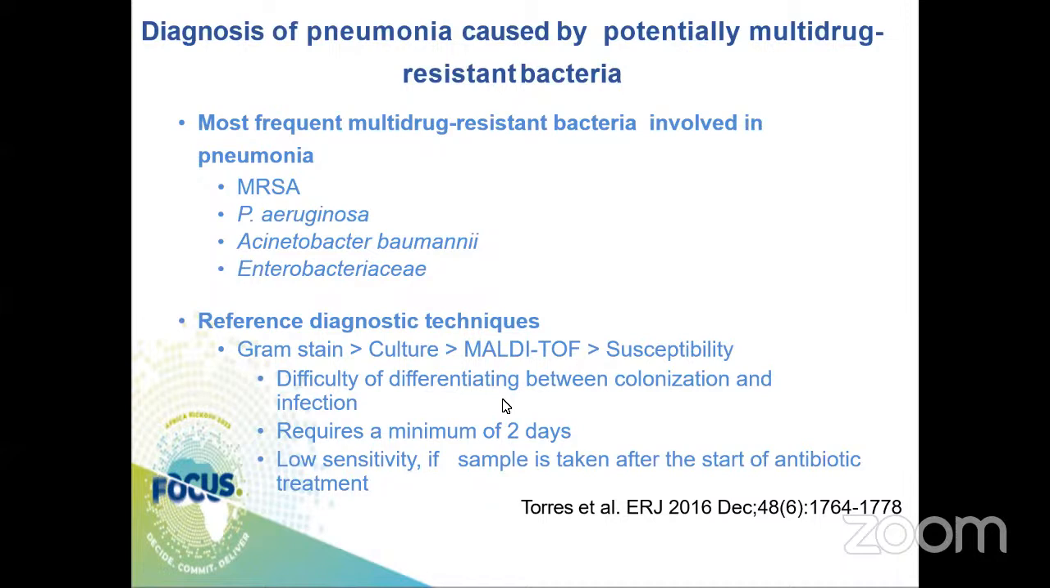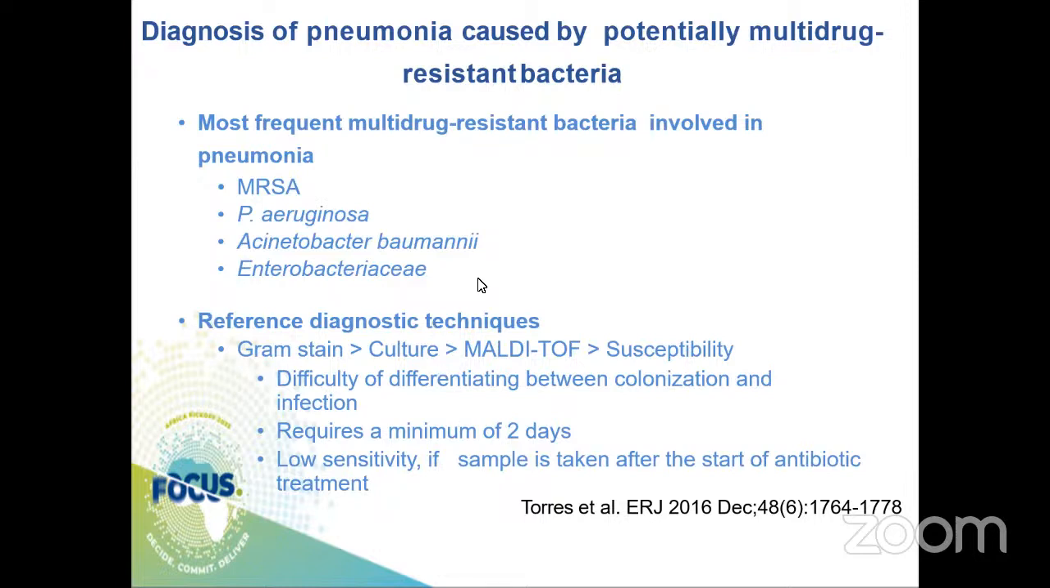Then again, when you look at reference diagnostic techniques, yes, most commonly the Gram stain or the conventional way. You do a Gram stain, probably a culture. If you have a multiplex, yes, you can do that, and then proceed to susceptibility. Now, what are some of the disadvantages, or challenges, when you're doing such procedures? Difficulty differentiating between colonization and infection. It requires a minimum of probably 2 days. Low sensitivity if the sample is taken after the start of antibiotics.